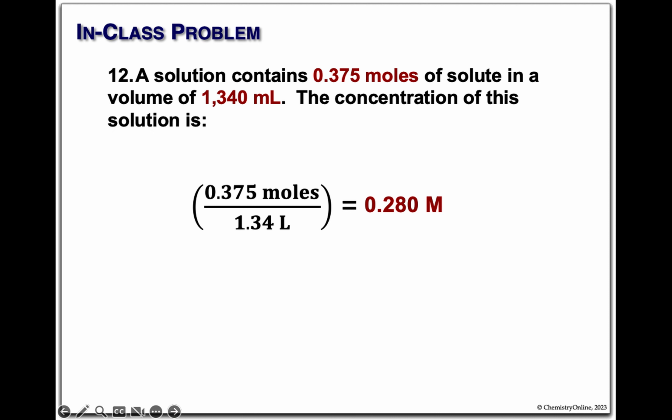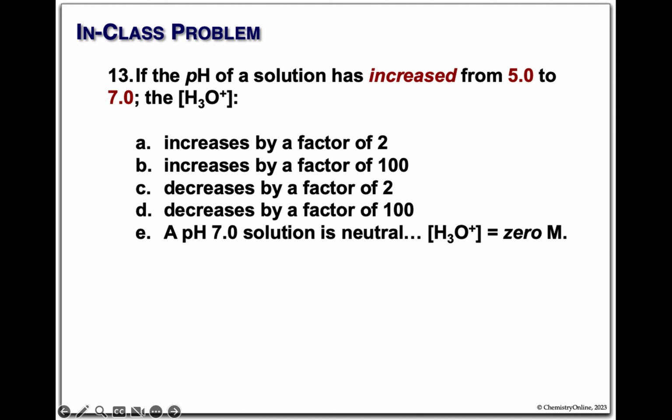All right, a pH problem. Everybody loves pH problems. The pH of a solution has increased from 5 to 7. What has happened to the hydronium ion concentration? Remember, something in square brackets means concentration in moles per liter. All right, we've gone from 5 to 7. Has hydronium increased by a factor of 2? By a factor of 100? Decreased by 2 or decreased by 100?